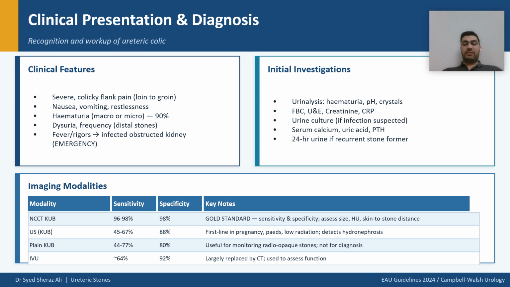Ultrasound is preferred in pregnancy and pediatric age. It avoids radiation and reliably detects hydronephrosis, though it has limited sensitivity for the stone itself. Plain KUB has modest sensitivity and is mainly used for monitoring radiopaque stones. And IVU has largely been replaced by CT in most centers. Remember, for any patient with suspected infected obstruction, imaging must not delay intervention.